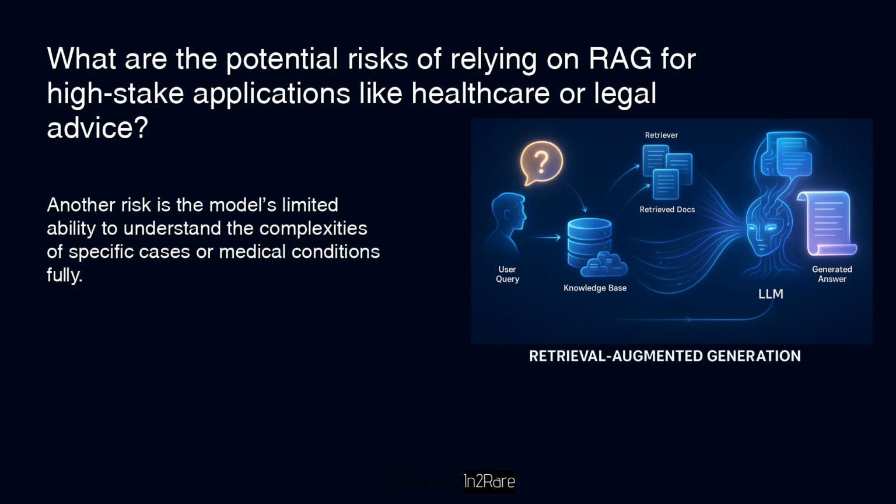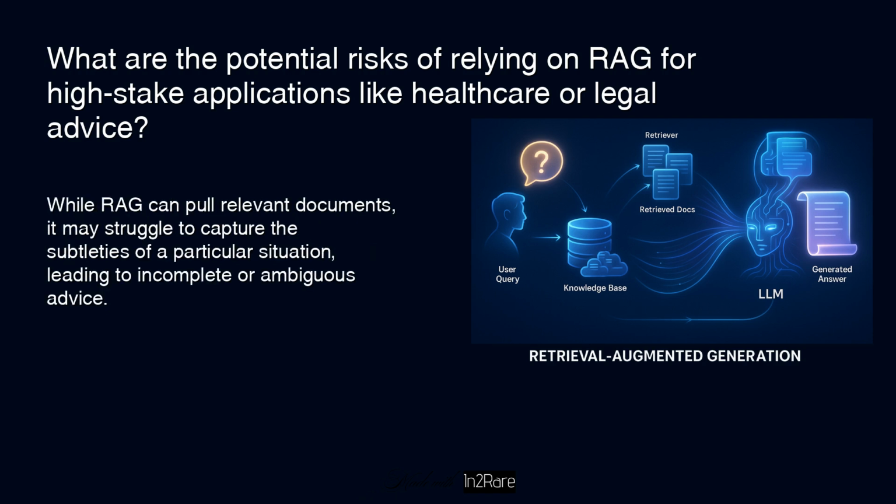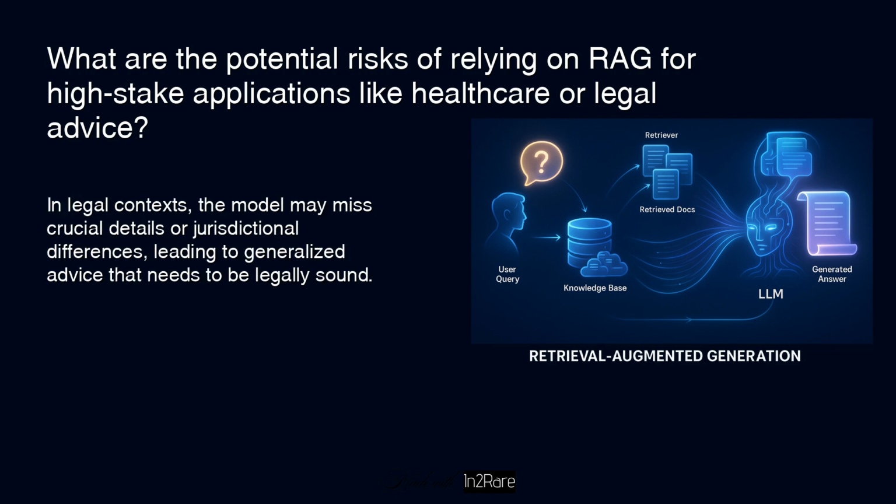Another risk is the model's limited ability to understand the complexities of specific cases or medical conditions fully. While RAG can pull relevant documents, it may struggle to capture the subtleties of a particular situation, leading to incomplete or ambiguous advice. In legal contexts, the model may miss crucial details or jurisdictional differences, leading to generalized advice that may not be legally sound.